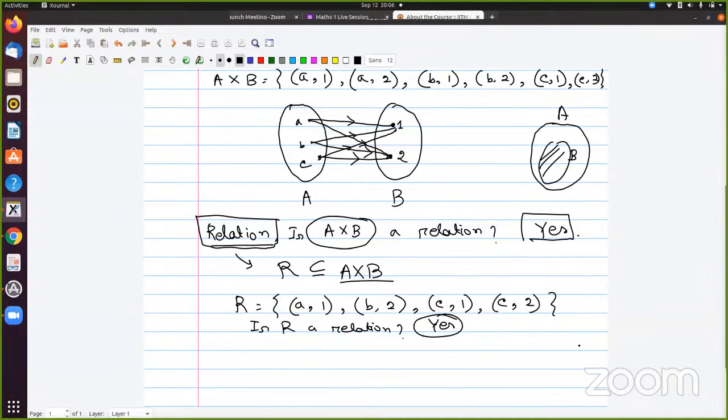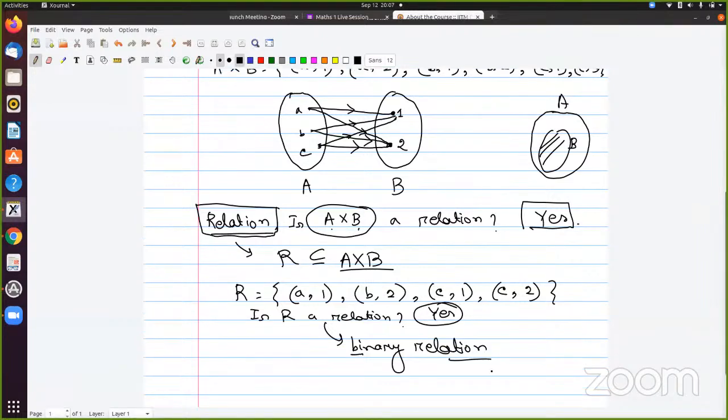Okay, fine. And observe that there are two sets, right? We are taking the Cartesian product of two sets, and the relation we are calling is a subset of A cross B. So we are dealing with two sets. That's why we call this type of relation a binary relation. Bi means two. So we will only deal with binary relations in this course for now.